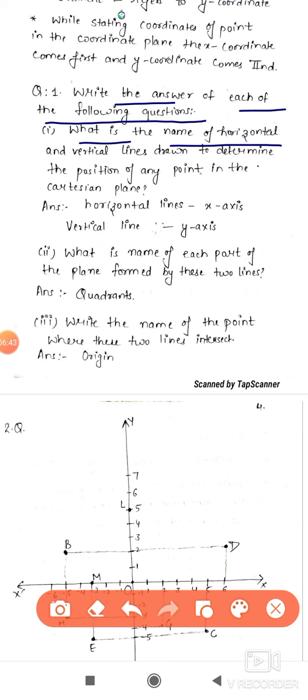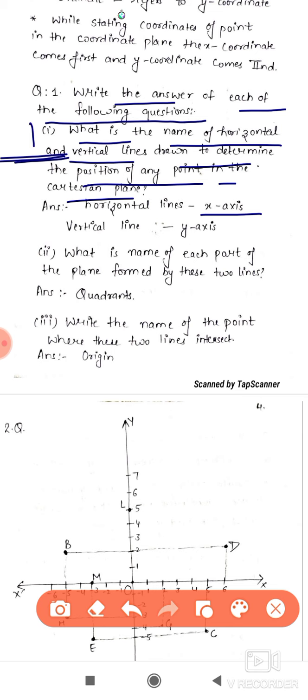What is the name of the horizontal and vertical line drawn to determine the position of any point in the Cartesian plane? Horizontal line, we have discussed earlier, is like this. So this line is known as the x-axis. Vertical line is like this. This line is known as the y-axis. Fine.